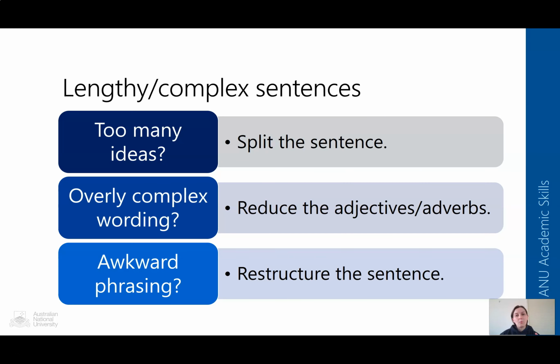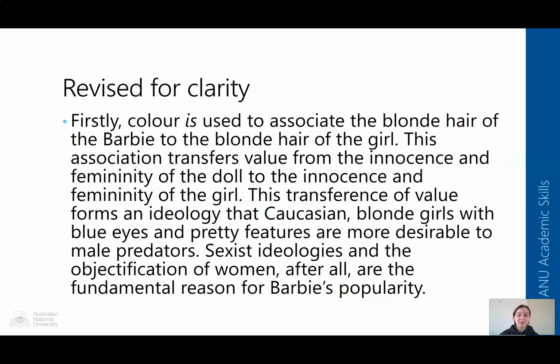And one thing that you want to check is that if you have too many ideas, you could, for instance, split up the sentence. If the wording itself is complicated, try and reduce the amount of adjectives or adverbs that you have in your academic writing, or change the wording, if it's too jargon focused. And if it's awkwardly phrased, so if the structure of the sentence is awkward, you could restructure it.